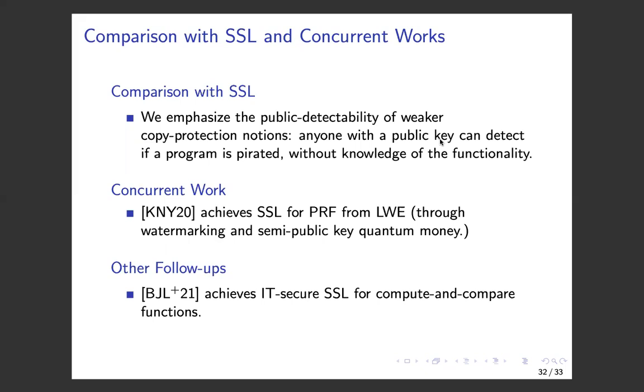As we mentioned before, when we compare our security notion with SSL, we mostly emphasize the public detectability of these weaker copy protection notions, even though we restrict the adversary's behavior by asking the freeloaders or asking the testers who test these programs to follow the Eval algorithm published by the vendor. This largely restricts the behavior of the adversary. Whereas in the copy protection, adversary is allowed to do anything as long as the quantum program it outputs functions as the original functionality. However, in these weakened security notions, anyone with a public key can detect if a program is pirated or not without even knowing the functionality, since the functionality can only be known by the vendor of the program.